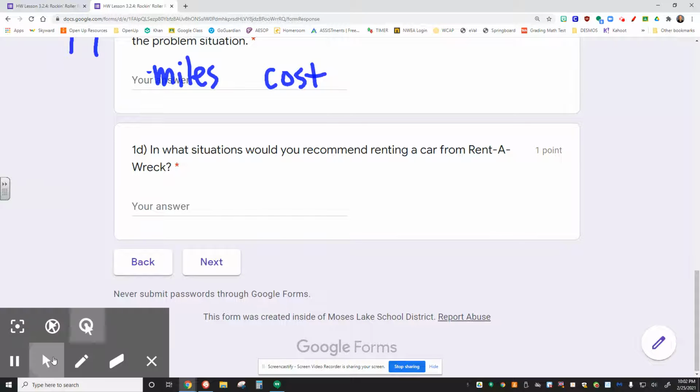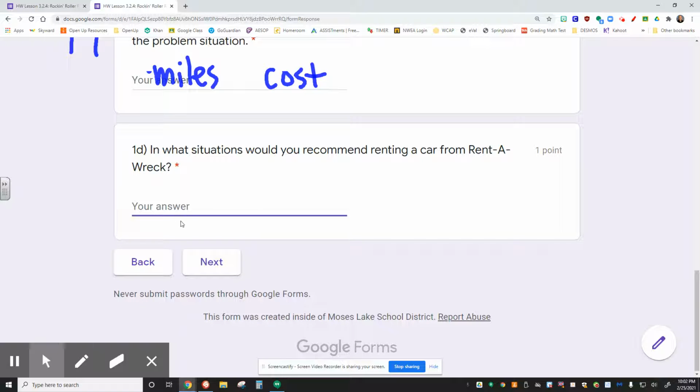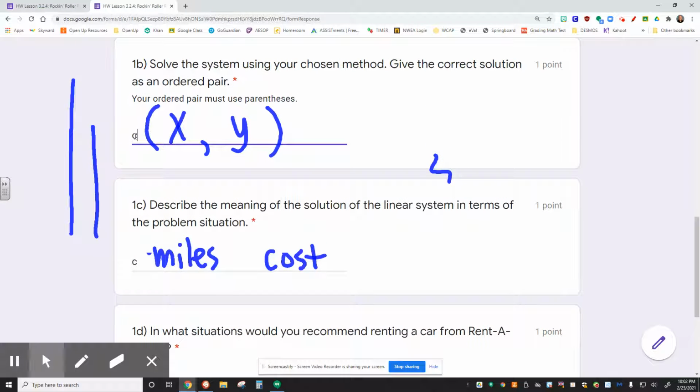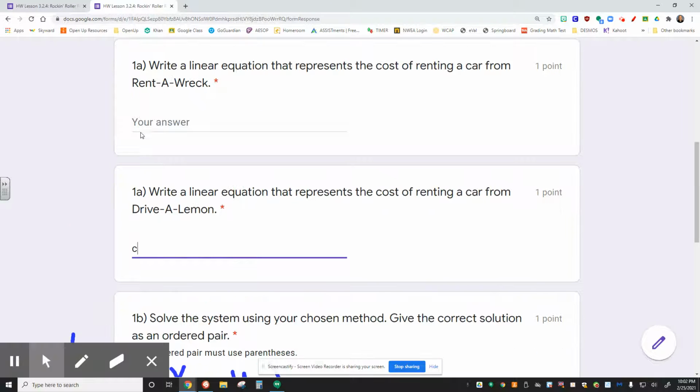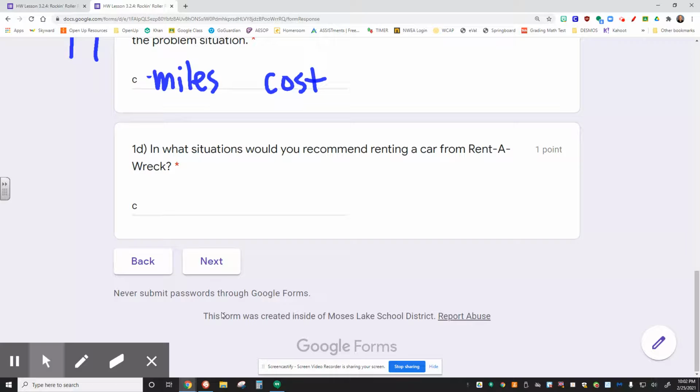So, since I'm here, in order to move on to the next section, I'm just going to throw some numbers or some letters in there. Okay. Next section.